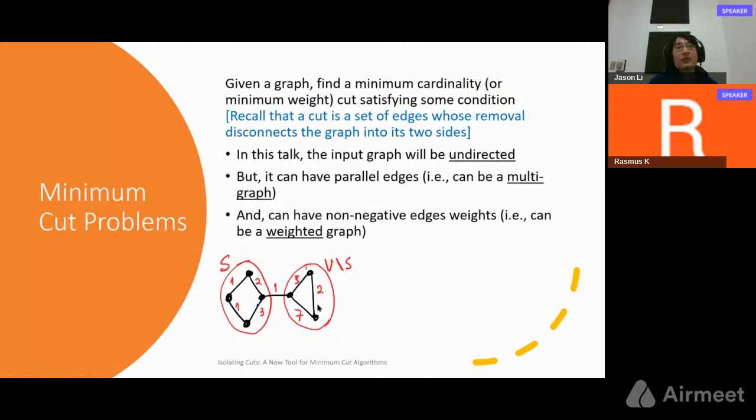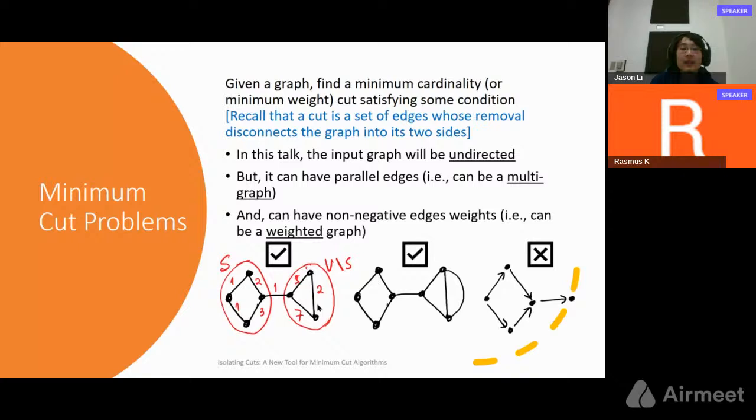Throughout this talk, we'll only be considering undirected graphs. Min cuts can be defined for directed graphs as well, but for this talk, we will only consider undirected graphs. But the graph can have parallel edges, as in it can be a multi-graph, or it can have non-negative edge weights, which means it can be a weighted graph. So, for example, the first two graphs here are allowed for this talk. This is a multi-graph, and this is a weighted graph. But we will not be allowing directed graphs in this talk.